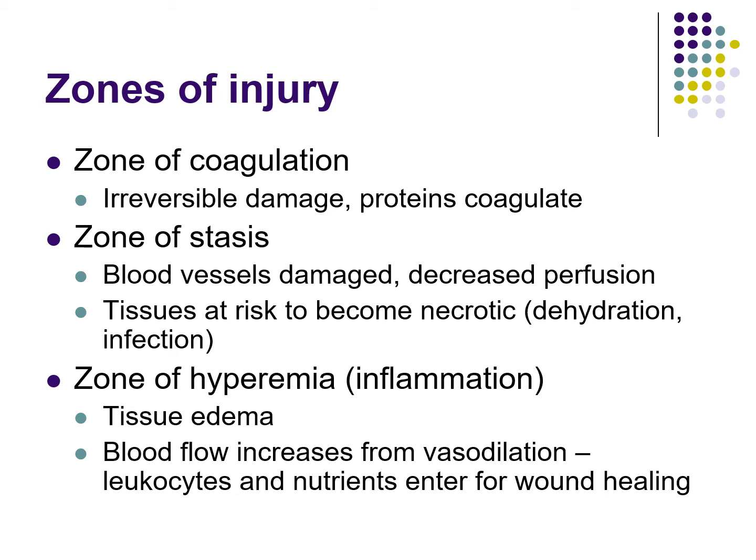reactions. So you see the zone of coagulation is like the center of the burn. You get the proteins coagulating. There's a lot of damage to that area. Zone of stasis. We have more damage, but it's like the blood vessels are damaged. This tissue is at risk depending on the post-burn care. If the individual wasn't hydrated enough, if there were breaks in infection control, they could become infected. And then when we get further out, then we have the zone of inflammation or hyperemia.